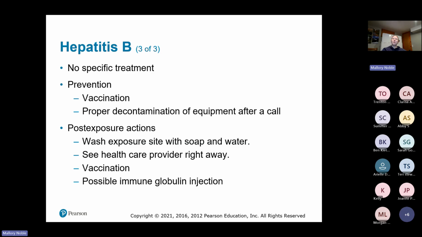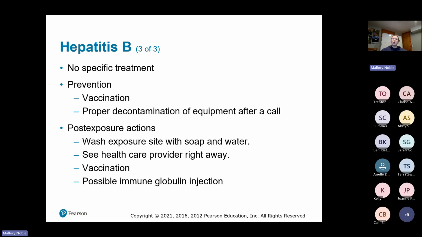Proper decontamination of equipment after the call is really important as well. So anytime we've got blood, we need to make sure that we're cleaning appropriately after those calls. You'd be surprised how little tiny droplets of blood can get in all the little cracks and crevices of your cot and ambulance. So make sure you're doing a very good job of cleaning up everything.